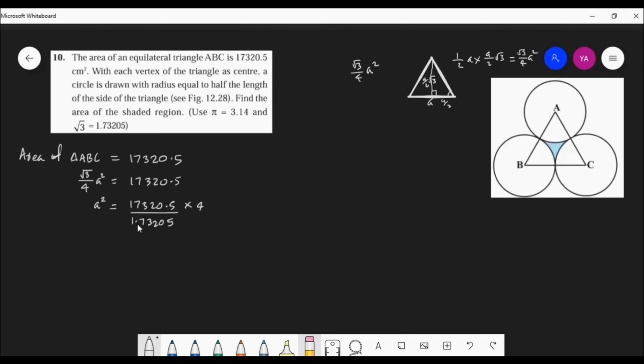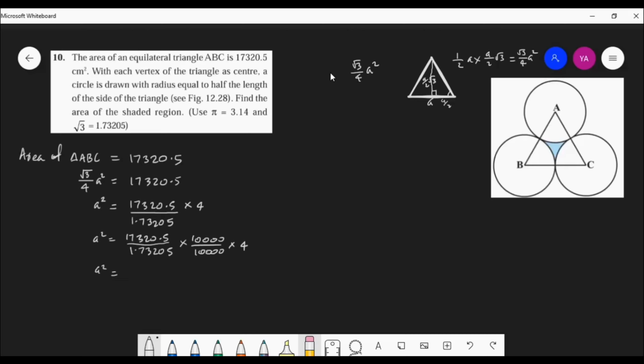That means we want to shift the decimal point 4 places to the right. To shift 4 places to the right, we need to multiply by 10,000, right? To balance the fraction, we want to multiply the numerator also with the same number. So we can write, A square is equal to 17,320.5 divided by 1.73205 into 10,000 by 10,000 into 4 in the end.